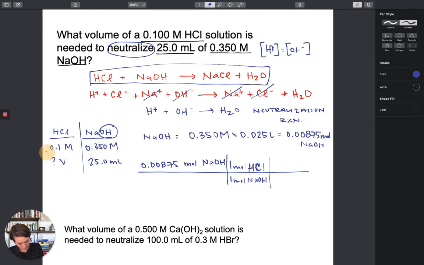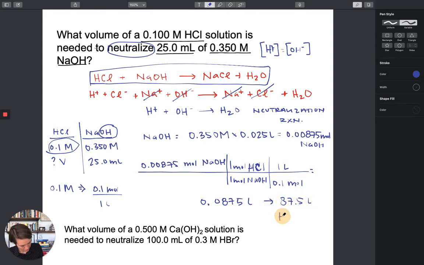And now we're going to use our molarity, right? 0.1 molar means 0.1 moles in 1 liter. So now we can figure out what that volume is, and you're just dividing by a tenth, so move the decimal place 1 to the left. And our answer is 87.5 liters of HCl.